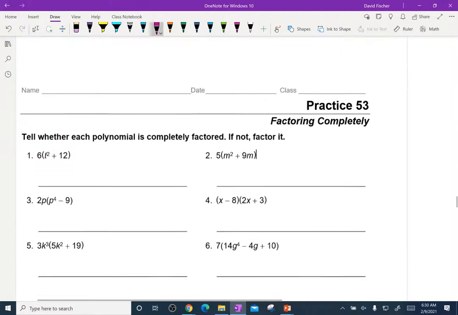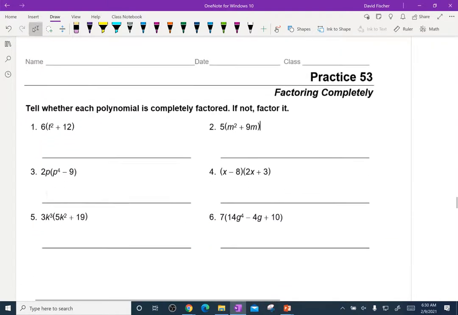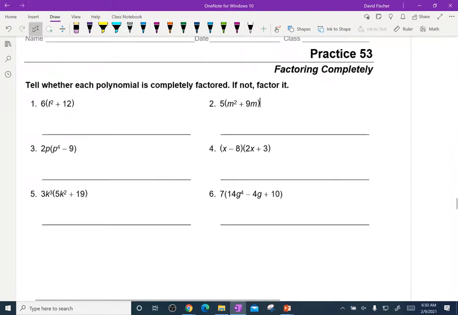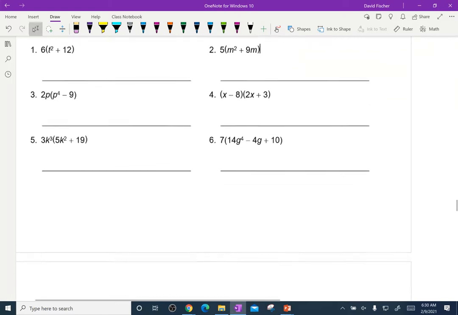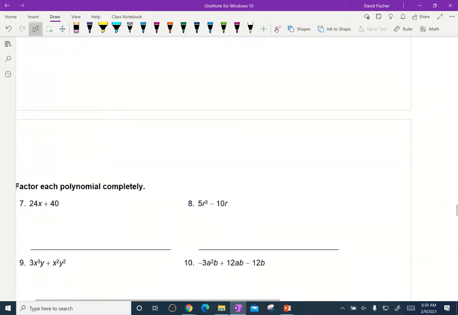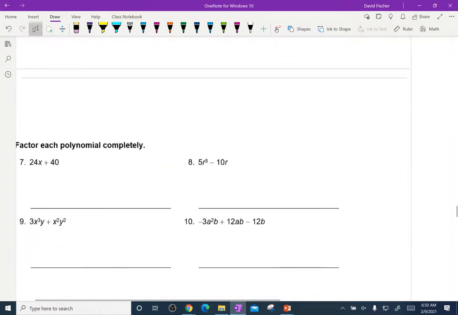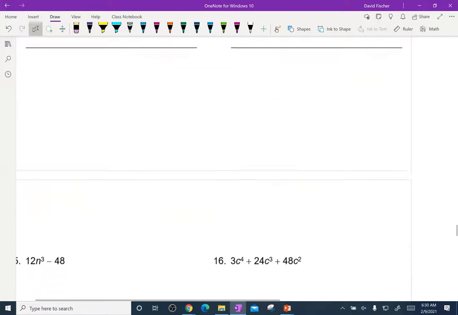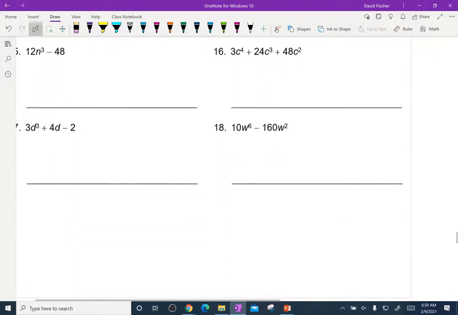All right. So when you get to the practice sheet today, we're going to look at these things and say, hey, is it completely factored or not? Just be really careful. And if it's completely factored, then you just write that. And if it's not, well, then you factor some more and factor everything out that you can. Okay, so today it takes a lot of thinking.